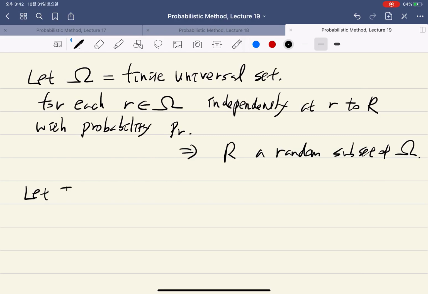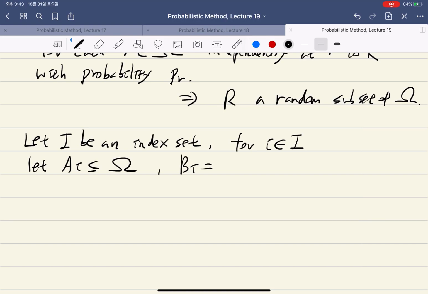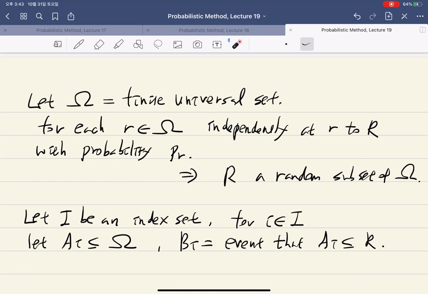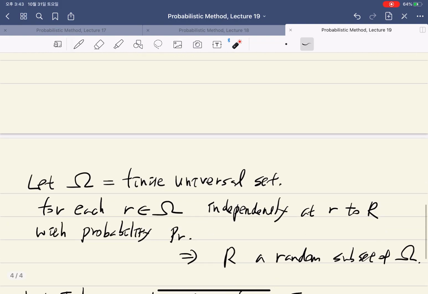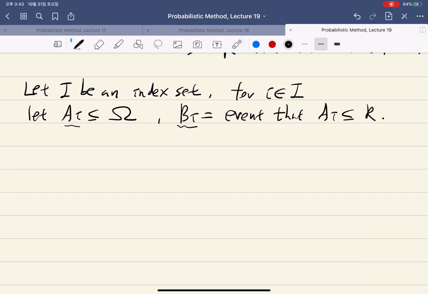And let I be an index set. And for each i inside of capital I, let A_i be a subset of this omega, and B_i be the event that A_i is a subset of R. Again, it's similar to what we have done before. So each of these r is going to be a pair in the random graph, and these r form the collection of edges in the random graph, and this is the event. So A_i is a triangle, and this is the event that we get a triangle in our random graph.